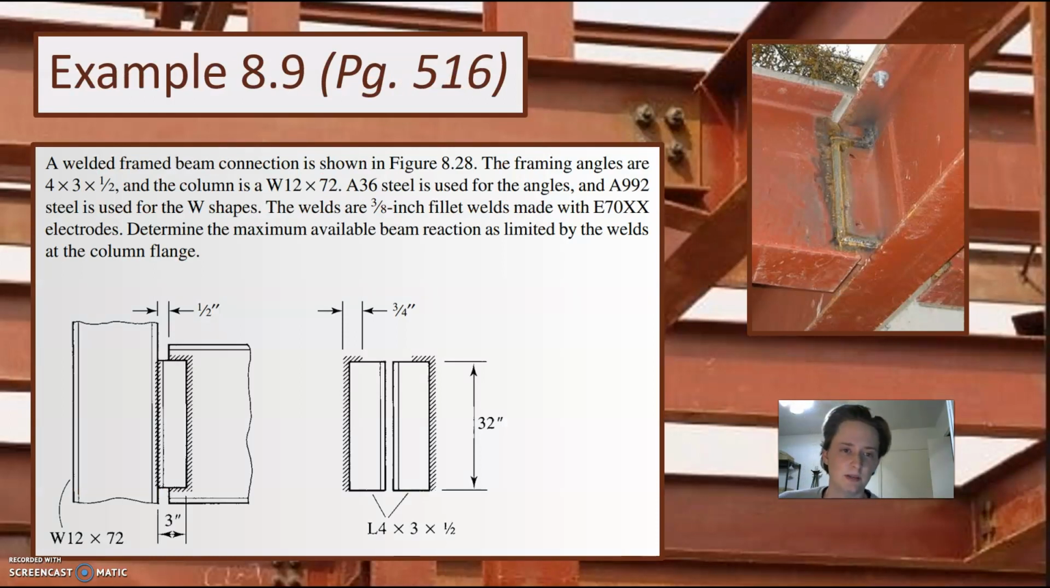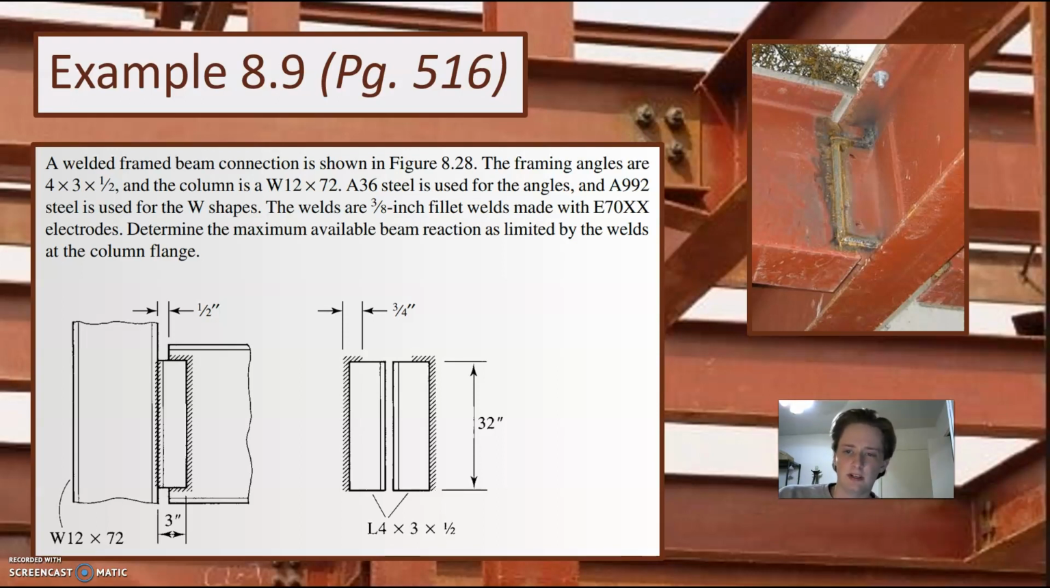We have a welded framed beam connection, shown in the figure below, which is connecting to a W12 by 72 column, and we'll be using L4 by 3 by 1/2 angles to connect those. As I said before, those are 32 inches long, and the image really does not do justice to how long and slender these connectors are. We'll be using A36 steel and A992 steel for the two different shapes. A36 we'll be using for the angles, A992 for the W shapes. And for the welds, we're going to be using 3/8 inch fillet welds.